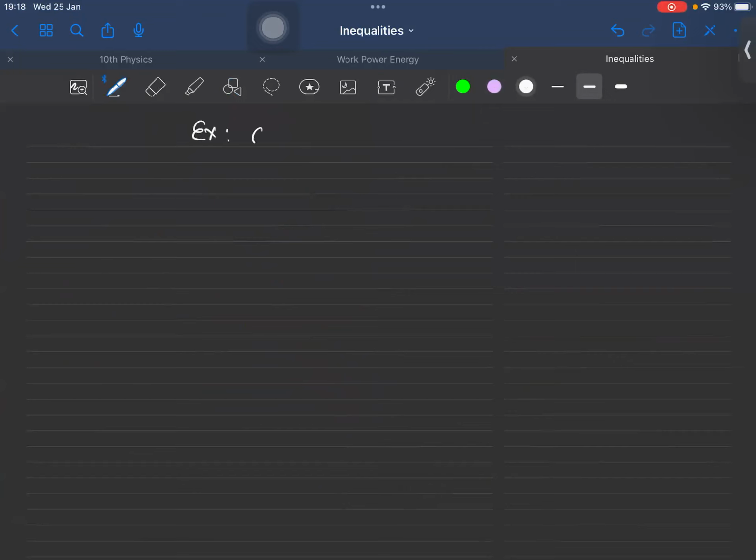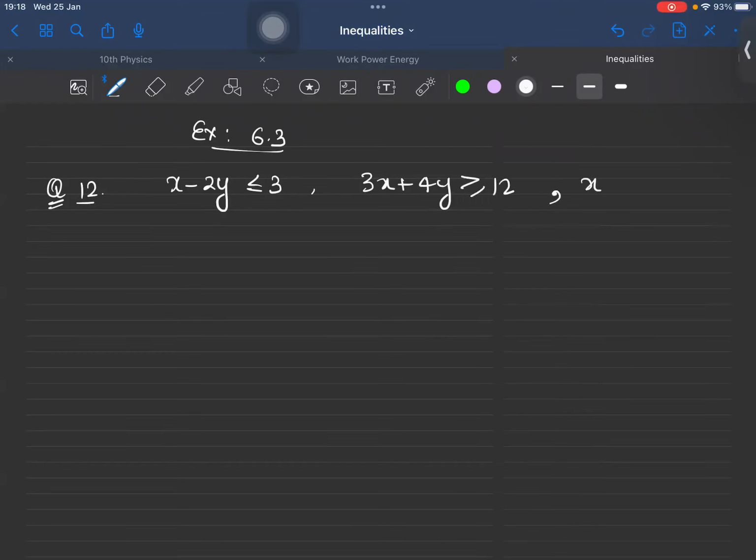Exercise 6.3, question number 12. It says x minus 2y should be less than or equal to 3. The second equation is given, 3x plus 4y should be greater than or equal to 12, and the condition is also given, x should be greater than or equal to 3 and x, y both should be greater than or equal to 0. Of course, if x is greater than or equal to 3, that means it is greater than or equal to 0. That condition is already written here. So try to solve this problem.